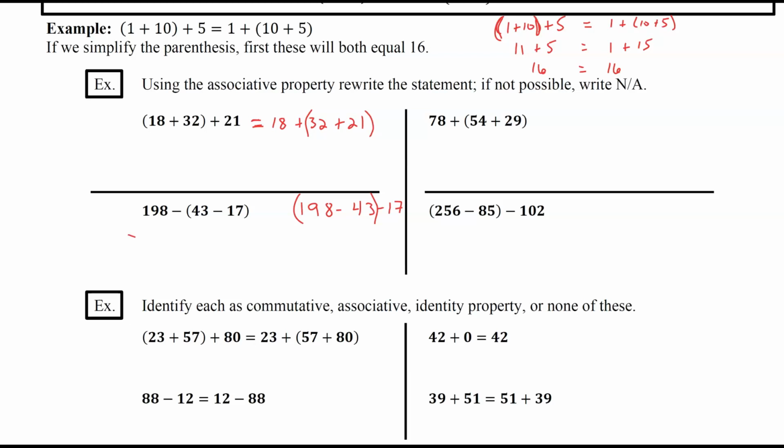So let's go ahead and do the parentheses first. So 43 minus 17 would give us 26. And then I do 198 minus 26, and I get 172. Now the ones that are grouped a different way, I have to start with the 198 minus 43. I get 155. I still have to subtract 17, and we get 138. So notice I did not end up with the same values.